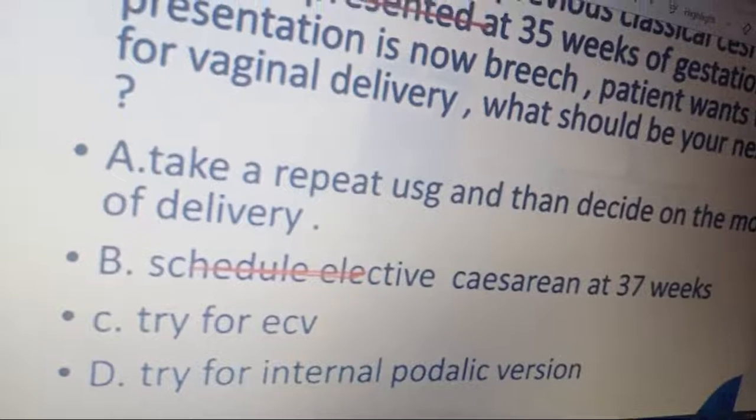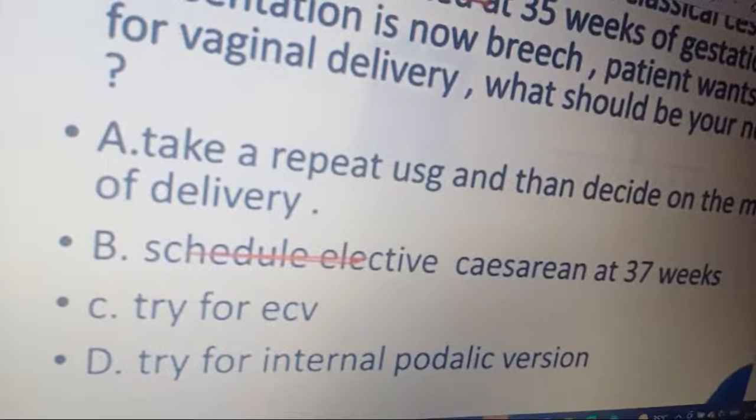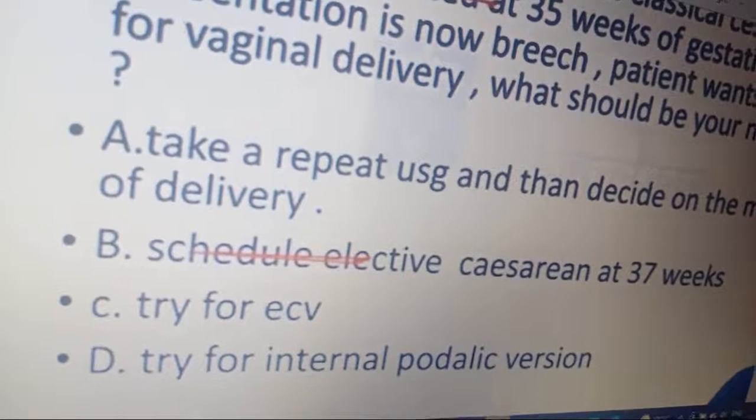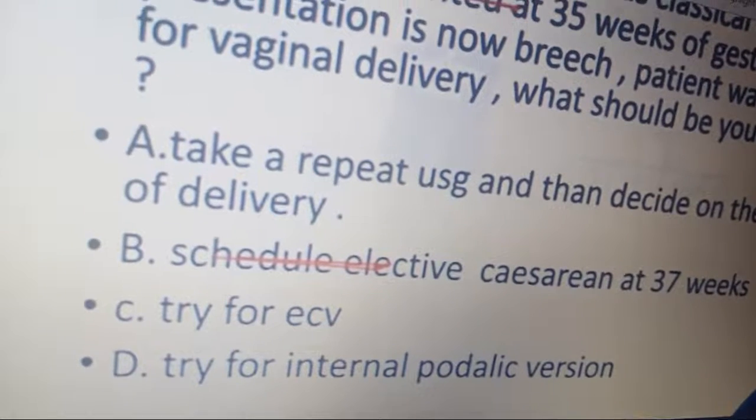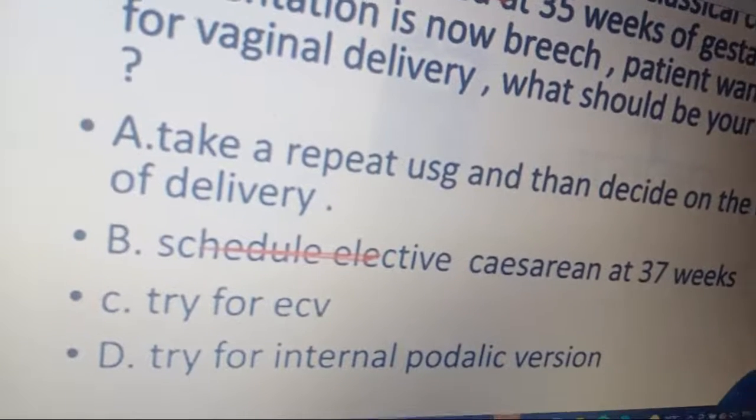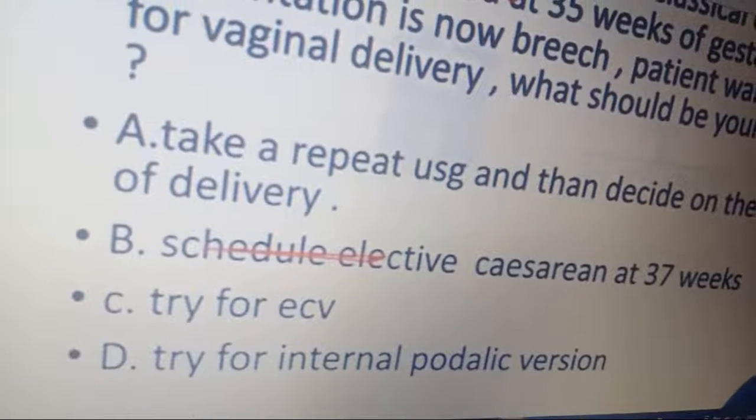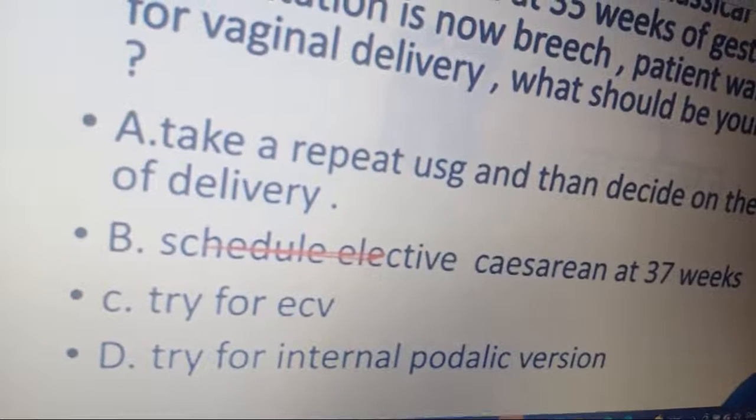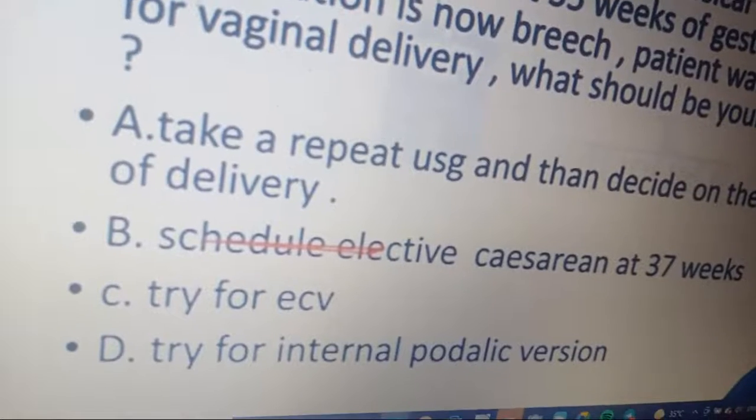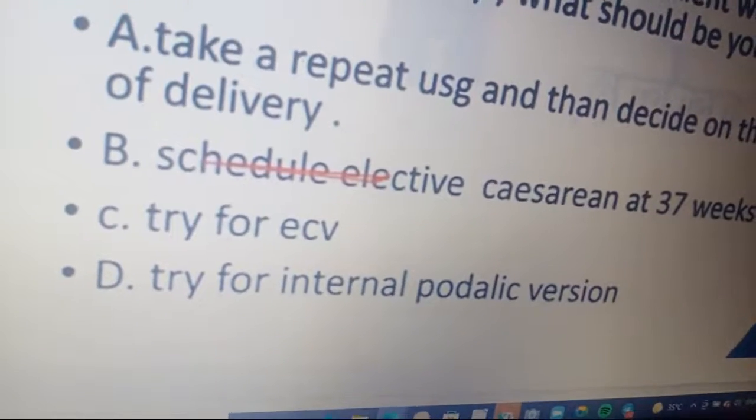Okay, if it was a previous LSCS, we can go for TOLAC, vaginal delivery after cesarean section. But here it is a classical cesarean section, so we can't do vaginal delivery again. So the answer here will be elective cesarean.